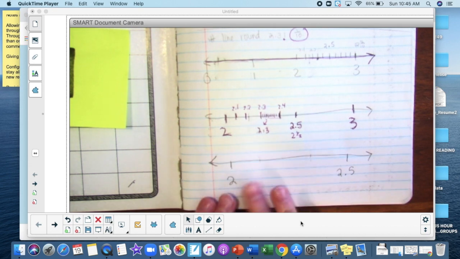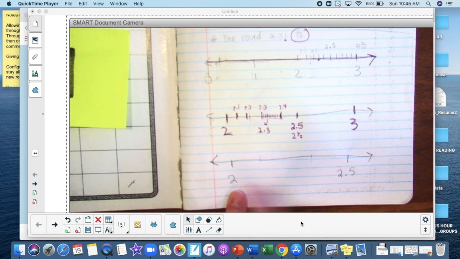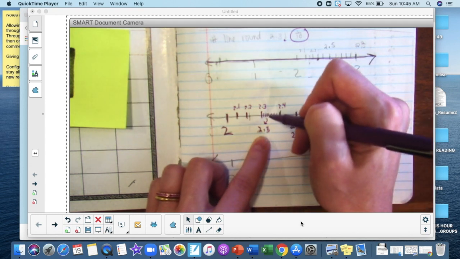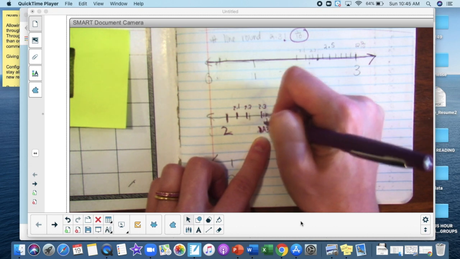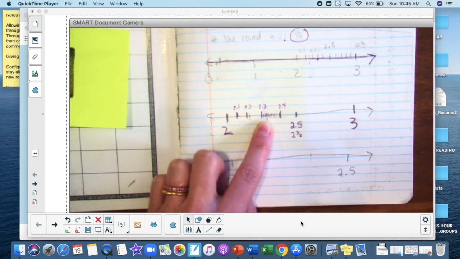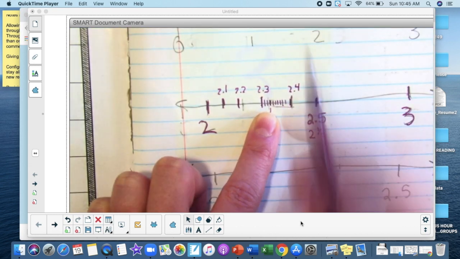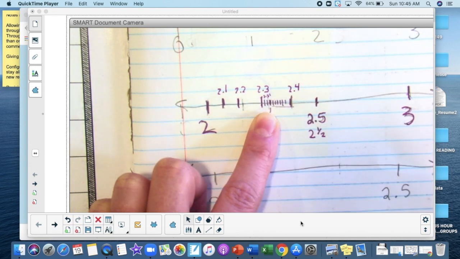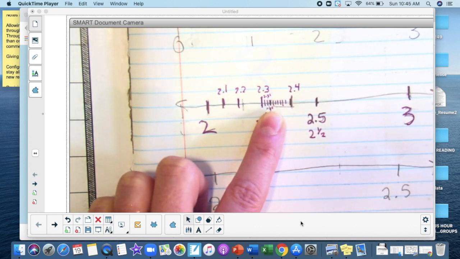So I tried to zoom in again even more, but then I said, you know what, I can just do that effectively here. So if I'm looking at 2 and 3/10, here's my 2 and 3/10, and I'll even zoom in on the document camera. So this would be 2 and 31 hundredths. Then it would be 2 and 32 hundredths.